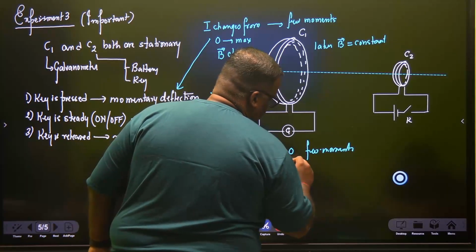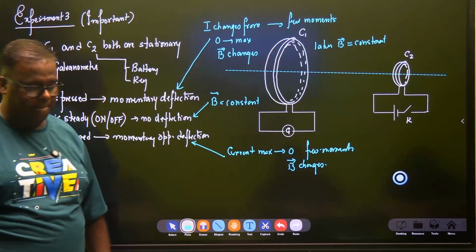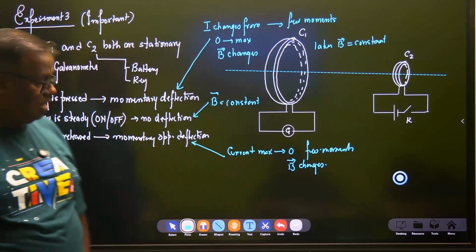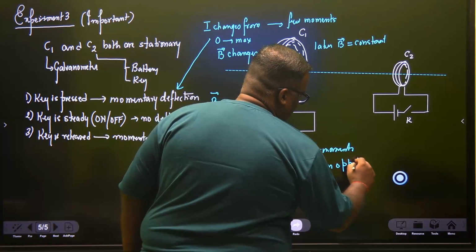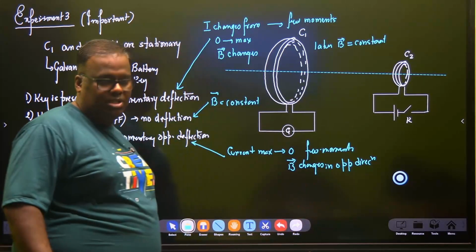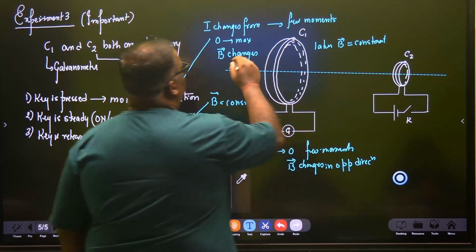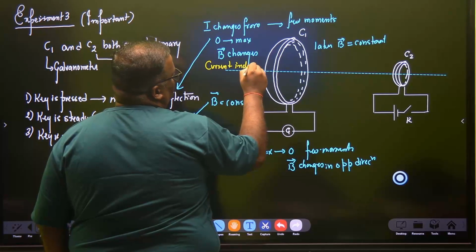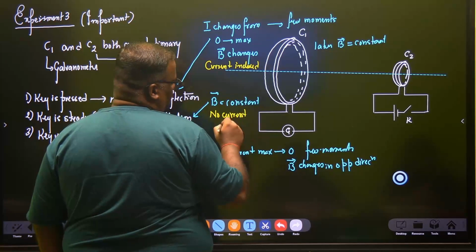Again here, B changes. See, B changes in opposite direction. Opposite direction means whatever was a steady B, it comes back to a reduction. The B is changing in opposite direction. So I can write, B changes, you see a deflection, so current induced. B constant, no deflection, no current induced.